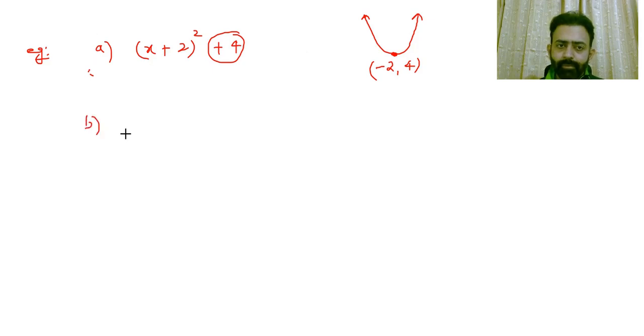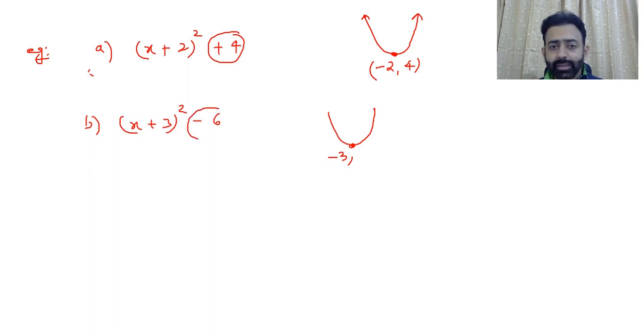B part. (x + 3)² - 6. In this case, again, it will be a U-shaped curve. The x coordinate will be minus 3. If it is plus, it will be minus, but the y coordinate will be as it is. Whatever the sign of the y coordinate, you do not need to change it. So minus 6 will remain as minus 6 only. So these are the vertex coordinates.